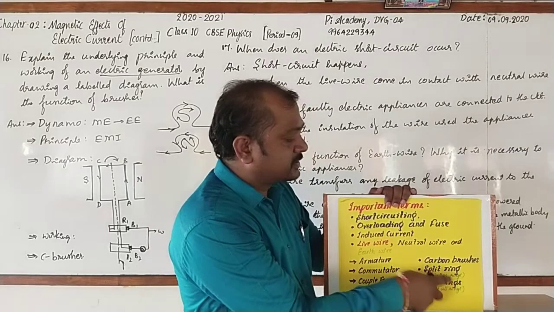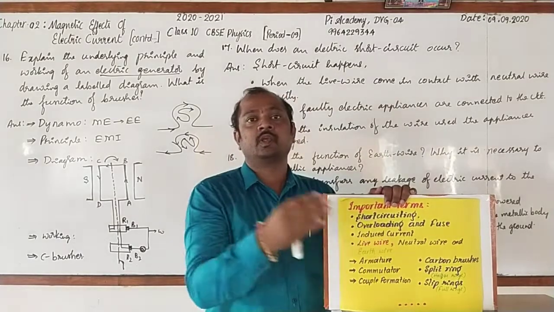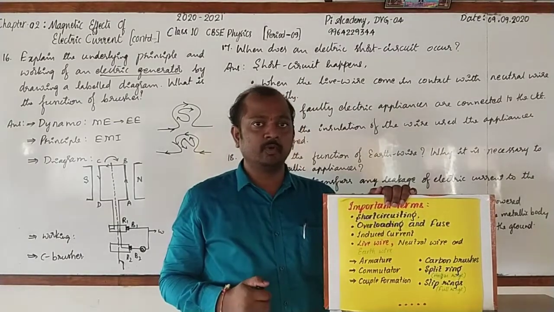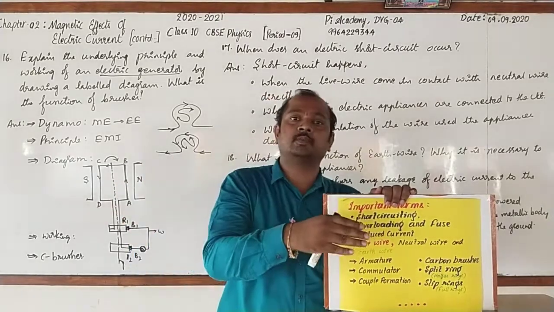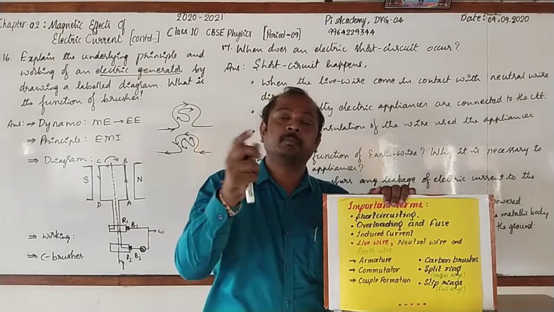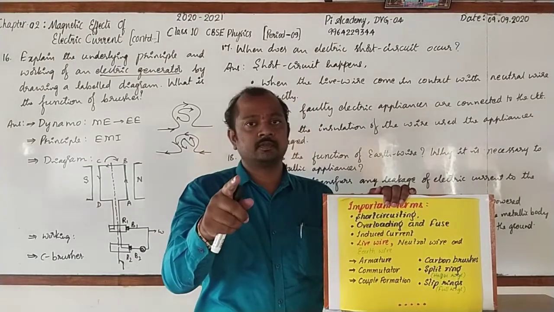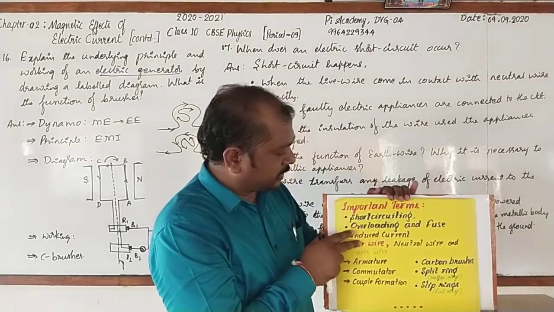And slip rings, these are the full rings that we use in AC dynamo. And dear students, you know that AC dynamo can be converted into DC dynamo just by replacing the full rings by split rings. Got it? So this is the important information.